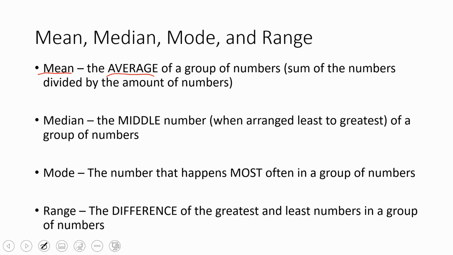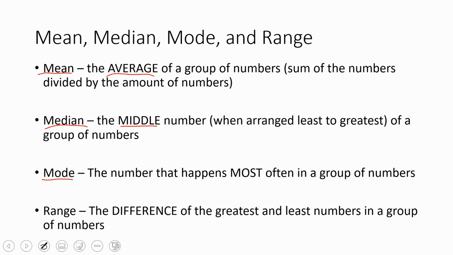The median is the middle number. Okay, so median, middle, right? I think they're kind of similar. I don't know, it sticks in my mind. So median goes with middle when they're arranged from least to greatest. So you must rearrange them from least to greatest or greatest to least before finding the middle number.